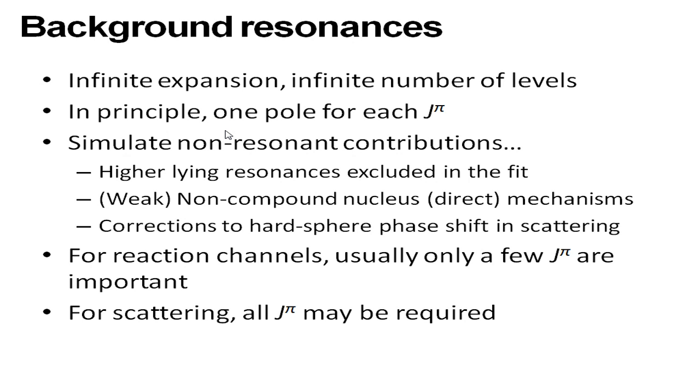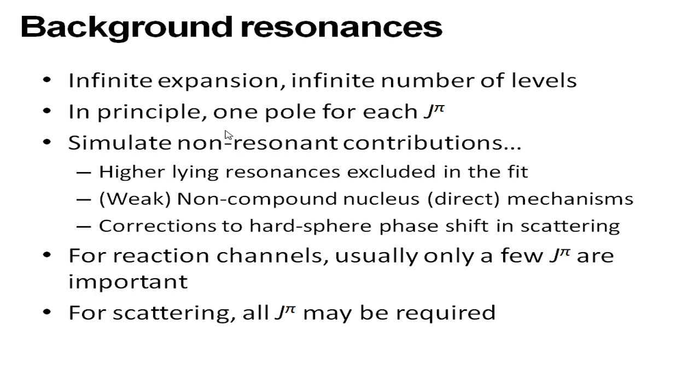And in scattering, you can sort of simulate corrections to this hard sphere phase shift, which is not quite like the phase shift that you'd get if you calculated it in a more realistic potential model. So background poles often, when you're looking at elastic scattering, tend to be stronger because you need to account for the fact that this hard sphere is quite a stark approximation for what is actually a much softer interaction. And generally, for reaction channels, you usually only need a few spin parity background resonances.